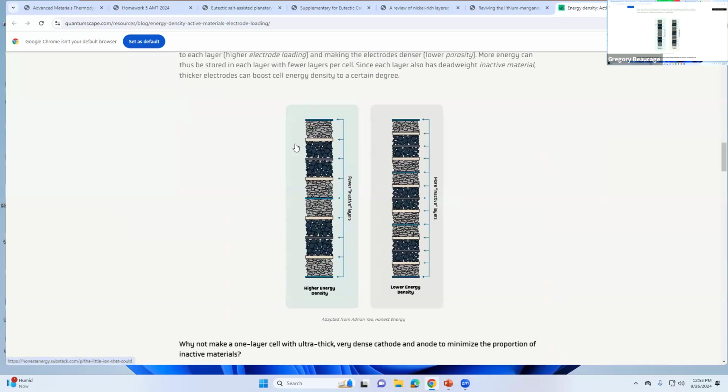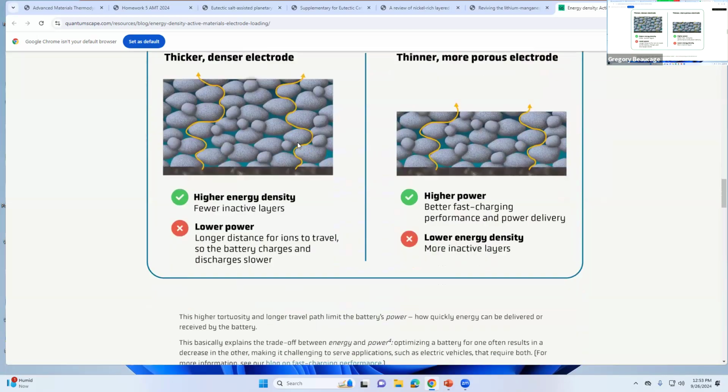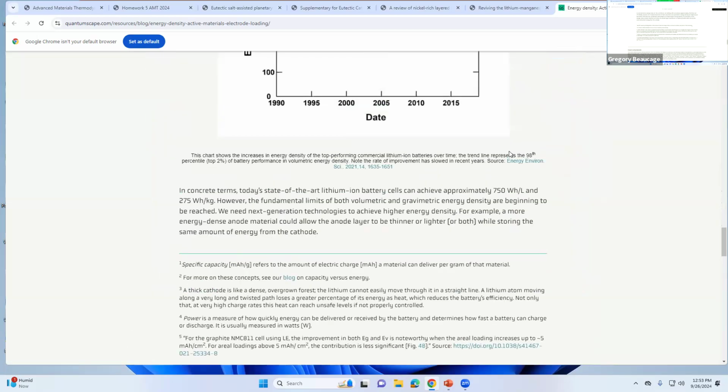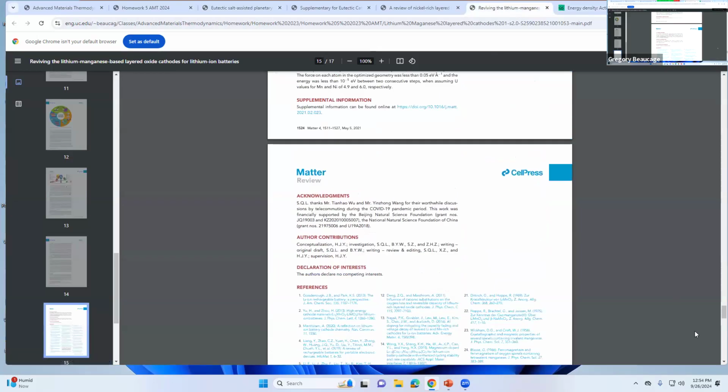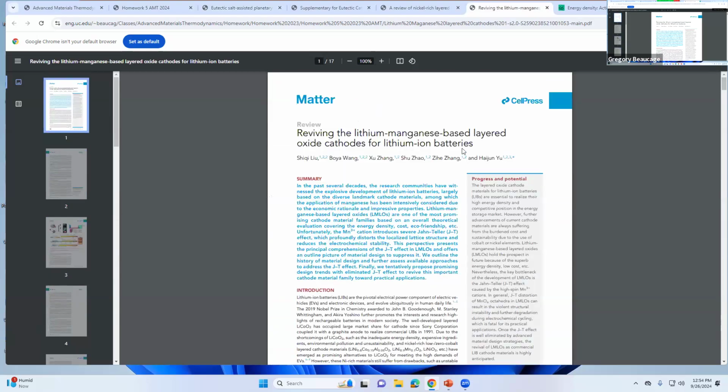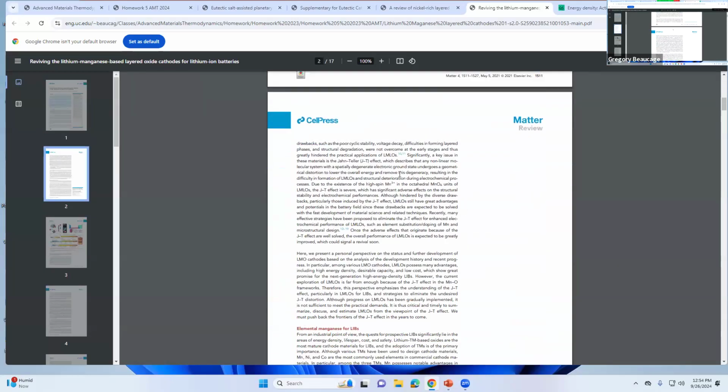Anyway, there is a paper that talks about how you build a battery, like what the structure of it is. I mean, it's not really a paper, it's like a website. And then there's a couple of review papers in here if you want to read them, you don't have to. Lithium manganese based layered oxide cathodes for lithium ion batteries.